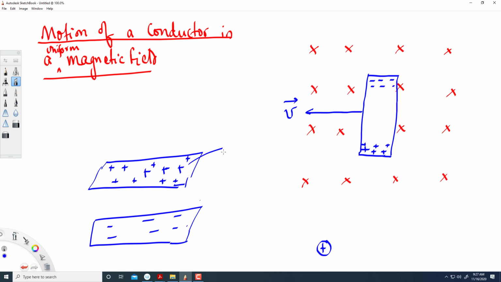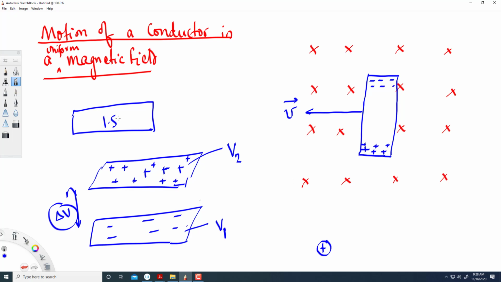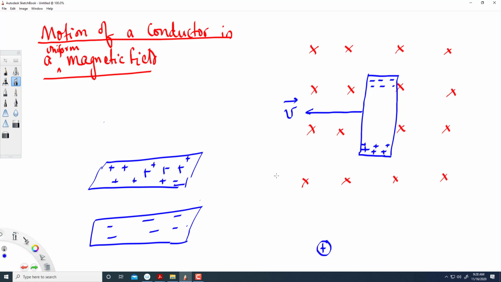This is at one potential, higher. Whenever you have positive charges, it's said to be at higher potential. This is at another potential, lower potential. So we have potential difference, delta V. Like in a battery, the D cell battery has 1.5 volts potential difference. The reason is one side is at higher potential and the other side is at lower potential. That causes the potential difference. So we have potential difference across the conductor.